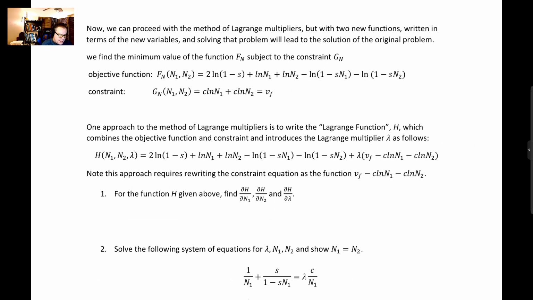Okay, so we're now ready to apply the method of Lagrange multipliers. We have an objective function here, we have a constraint function here, and we've put it all together in this function h. And this begins the process of solving by Lagrange multipliers. If you're feeling a little bit lost at this point, I'm going to go back and sum it all up once I'm done here.